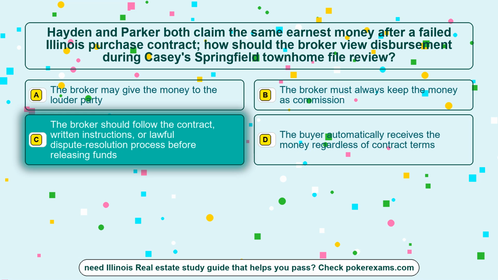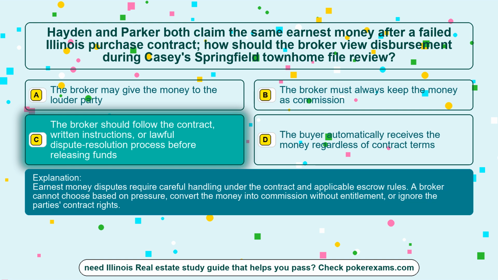The correct answer is option C. The broker should follow the contract, written instructions, or lawful dispute-resolution process before releasing funds. Earnest money disputes require careful handling under the contract and applicable escrow rules. A broker cannot choose based on pressure, convert the money into commission without entitlement, or ignore the party's contract rights.